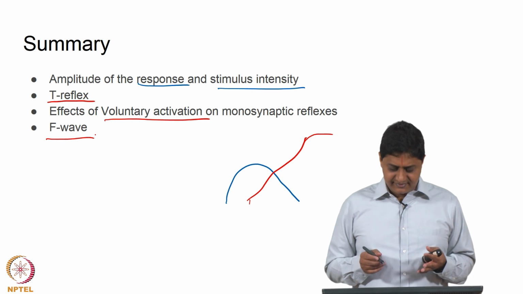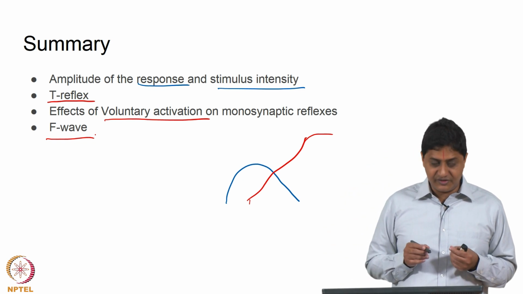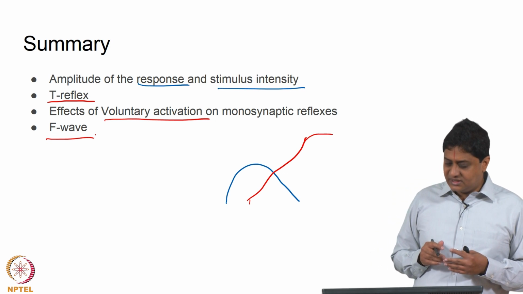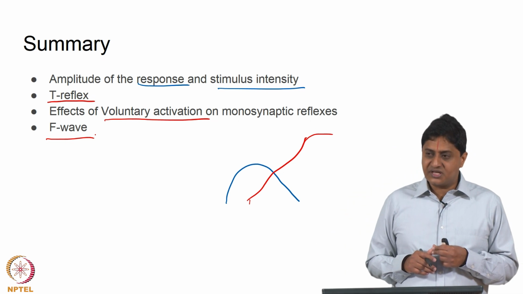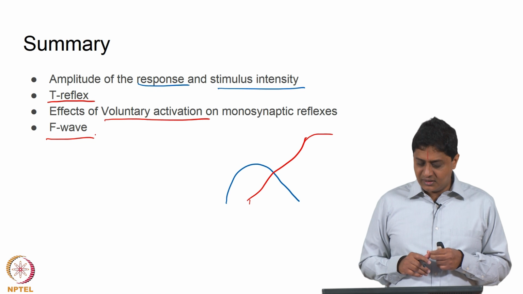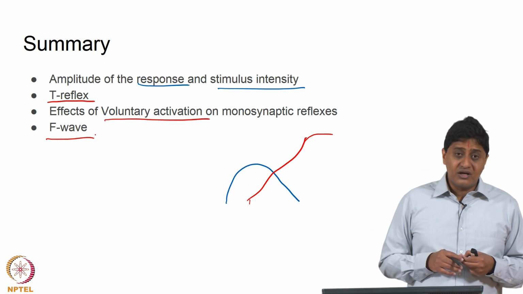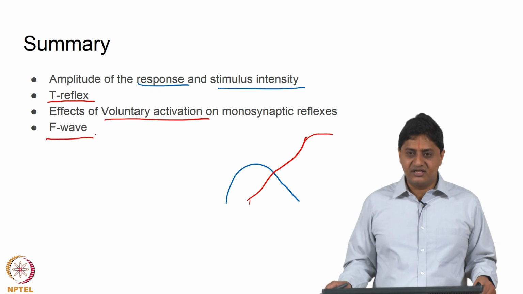Why do we do all these things? That is the question. Finally, there must be a reason why we do all these things. It turns out that these latencies and amplitudes are relatively comparable among individuals and, more importantly, among groups of individuals. So, with this we come to the end of this class.